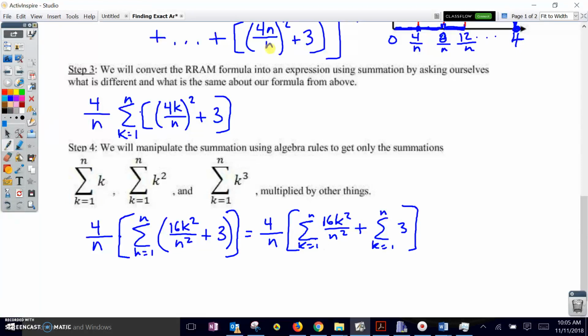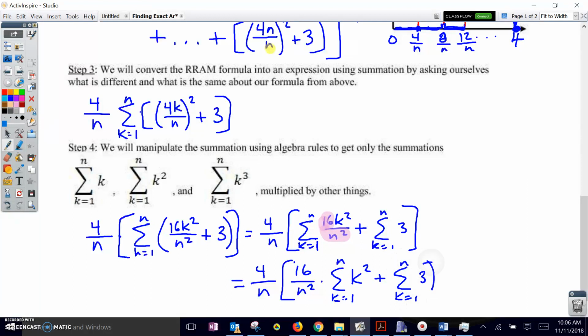And now with regards to this summation, what's variable within the summation is the value of k. And so everything that doesn't contain a k in here is constant with regards to this summation. So I can further simplify this to 4 over n times 16 over n squared times the sum from 1 to n of k squared plus the sum from 1 to n of 3. Okay, can I remember that when I turn the page? No, so I'm going to jot it down real quick off to the side here so that I can bring it back when we get over to the next page in order to simplify this more.